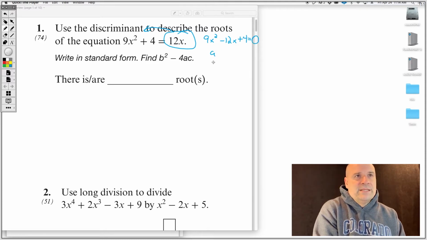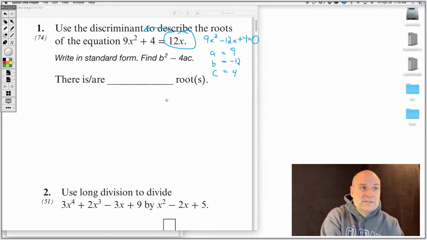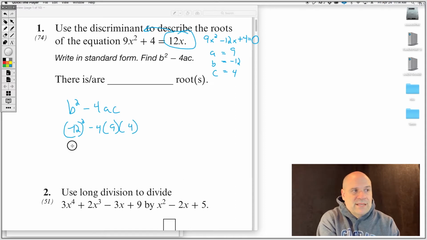So what's our A, B, and C? A is the coefficient of the x squared term, B is the coefficient of the x term, and C is our constant. Now we plug it into our discriminant, which is b squared minus 4ac. b squared is negative 12 squared, minus 4 times a, which is 9, and c is 4. So this is positive 144 minus 16 times 9, which is 144. That gives us 0.